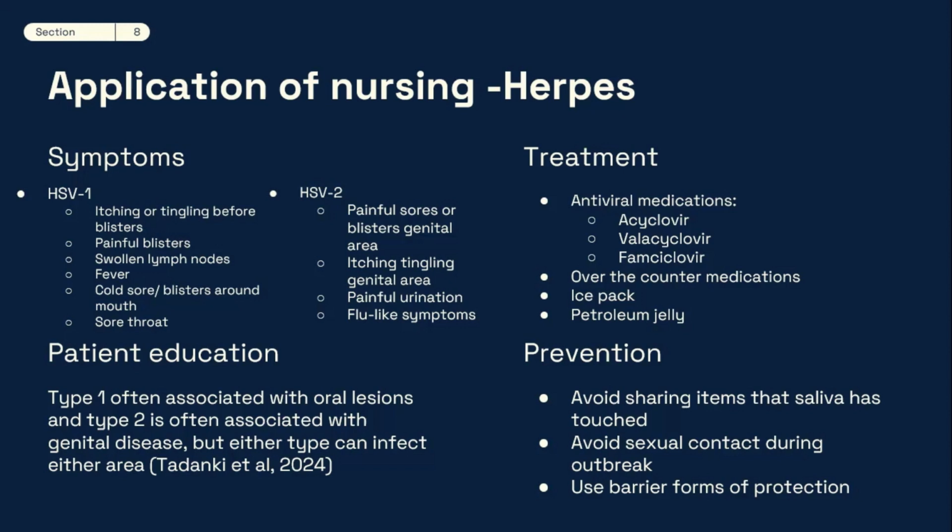The main antivirals used to treat this condition are acyclovir, valacyclovir, and famciclovir. Since flare-ups can be quite painful with the blisters and lesions, over-the-counter painkillers like aspirin, acetaminophen, and ibuprofen are helpful. The use of an ice pack can also help with pain, and using something like Vaseline can help alleviate some of the itchiness that comes with herpes. Some things we can do to prevent herpes: avoid sharing items that saliva has touched, avoid sexual contact during an outbreak, or use barrier forms of protection.